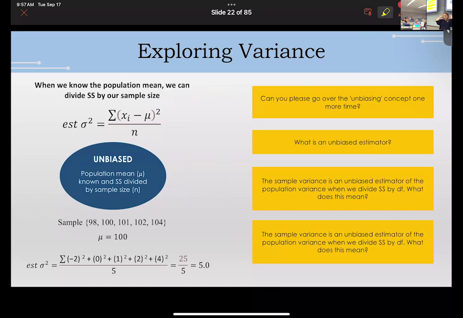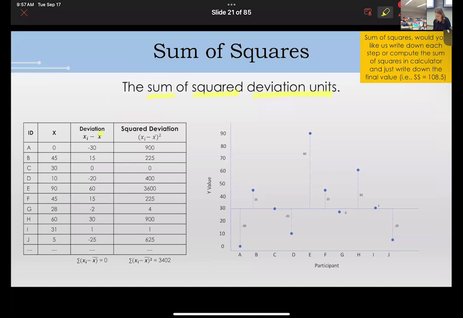If we know the population mean, we can divide sums of squares by our actual sample size. Think about how we calculate sums of squares. We calculate sums of squares by taking each point and subtracting its own sample mean. How do sample means get made? By the data points. So it's a tautology. You're taking the point that made the mean and subtracting the mean from it.